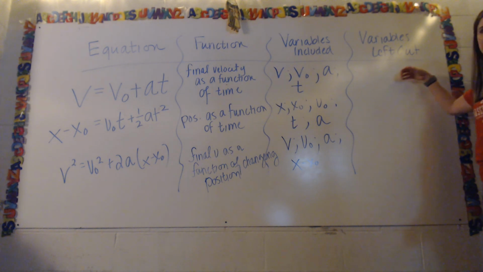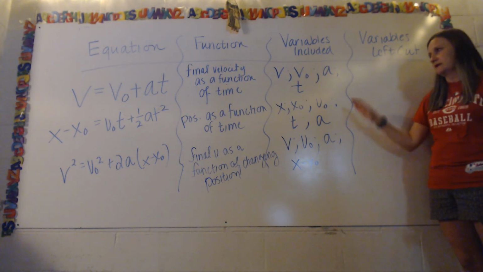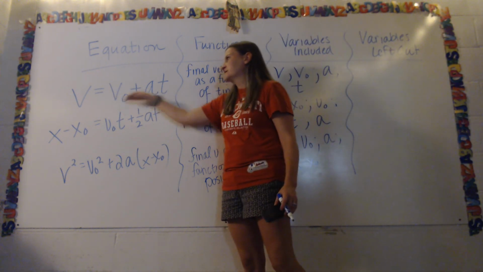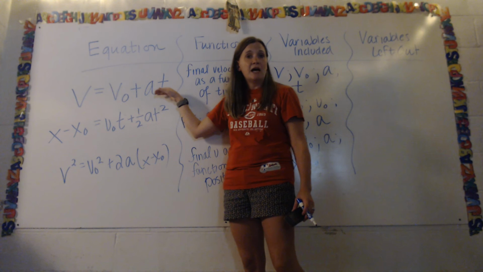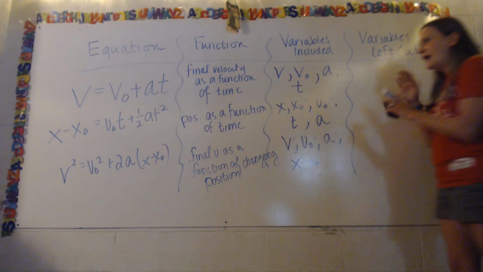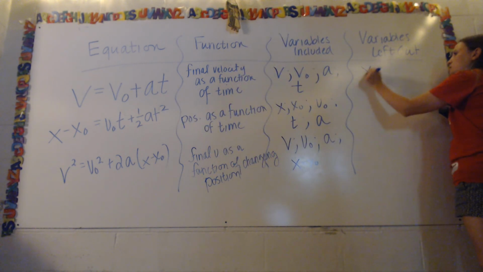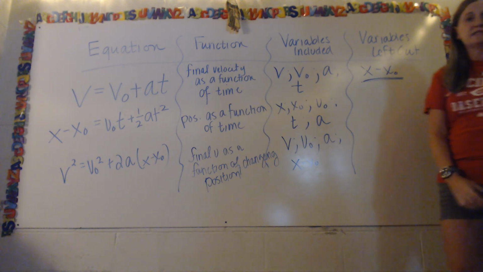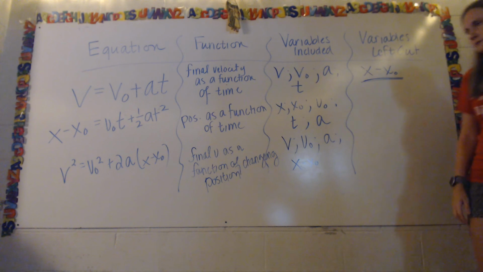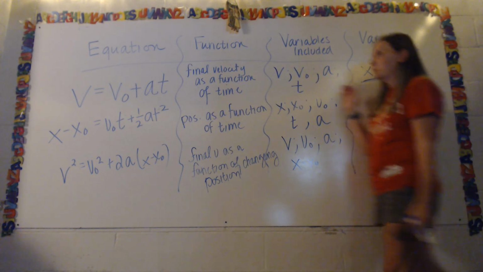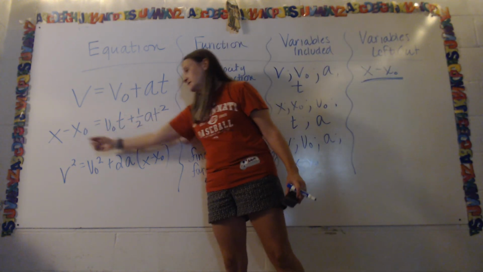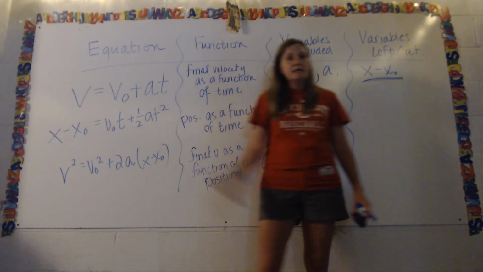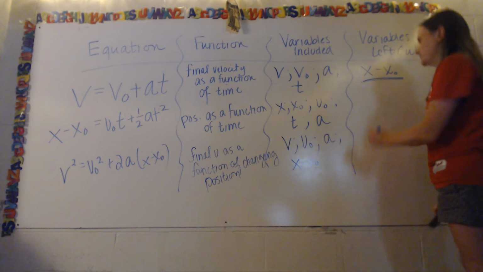Now, let's go to the variables left out, because you've got all these different things, right? So this first equation has my velocities, has my acceleration, has my time. It does not anywhere involve position or displacement. X minus x naught is left out of that first equation. The second equation has it. It has the x minus x naught, it has the initial velocity, it has the time, it has my acceleration. It is missing final velocity.